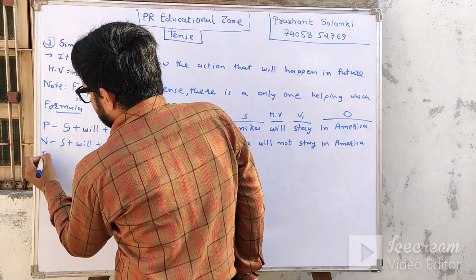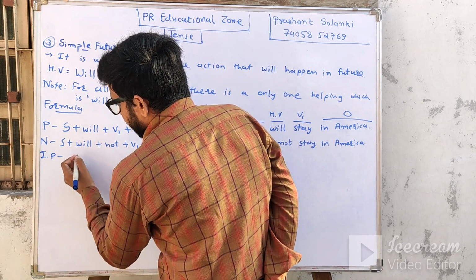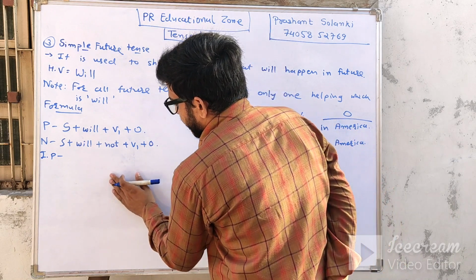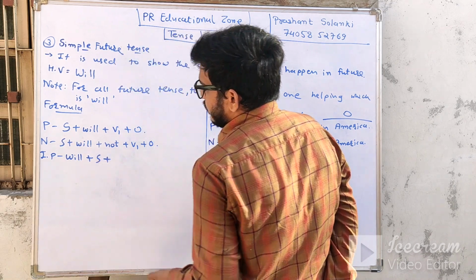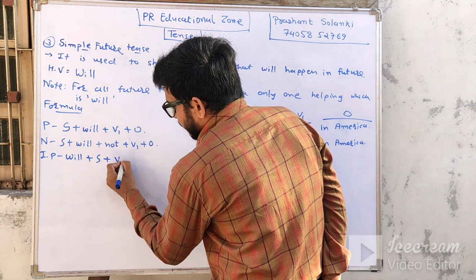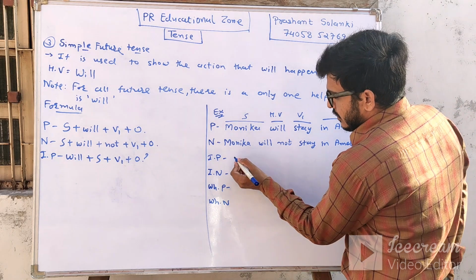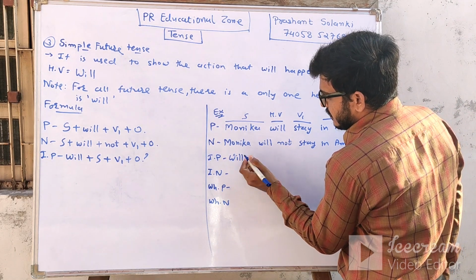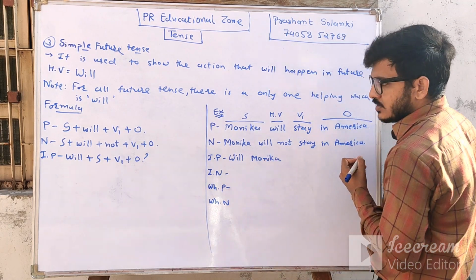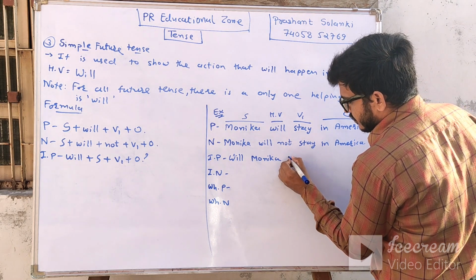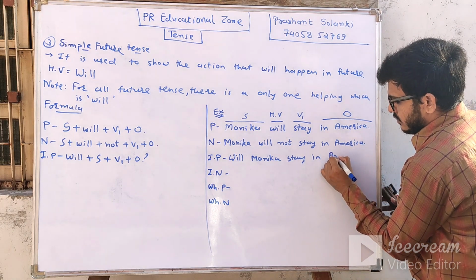Now interrogative positive. As I said earlier, the helping verb will come first, and after that the subject, and after that verb 1 and object and question mark. So here again will, after that the subject, what is the subject? Monica, and the verb is stay in America.